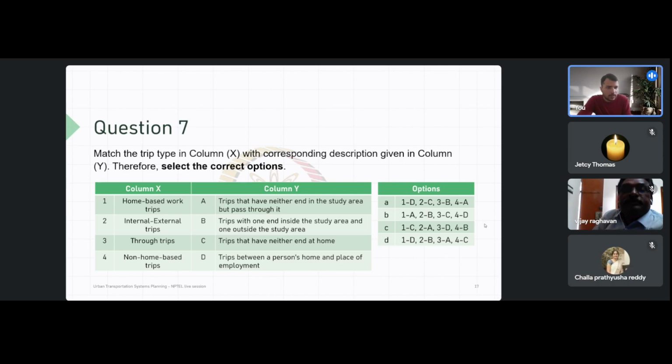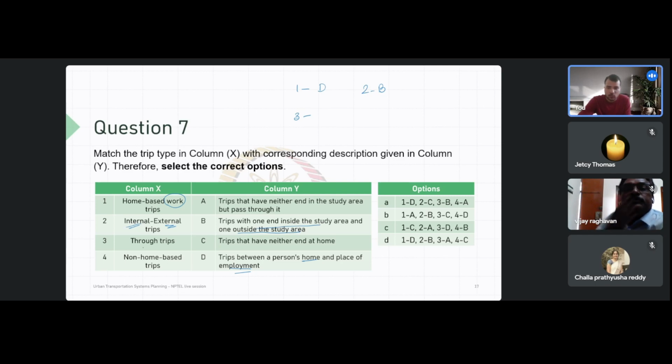As we discussed in the last question, home-based work trip: one end will be at home, one end will be at work, that is office. So trip between a person's home and place of employment. So one will go with D. Next we have internal external trips. The answer is in the name itself. It will start internally, within the study area, but it will not end in the study area. So trips with one end inside the study area and another end outside the study area. So two will go with B.